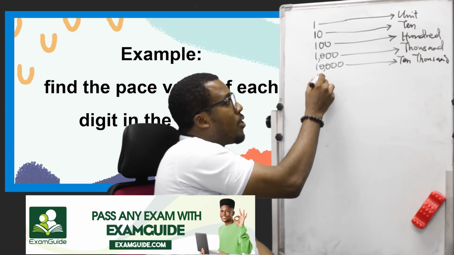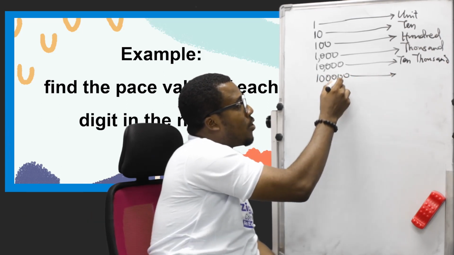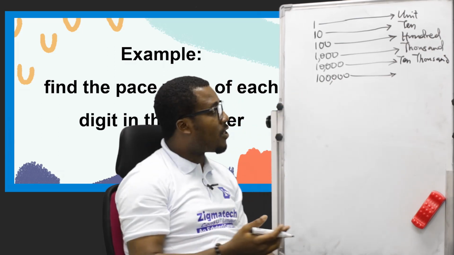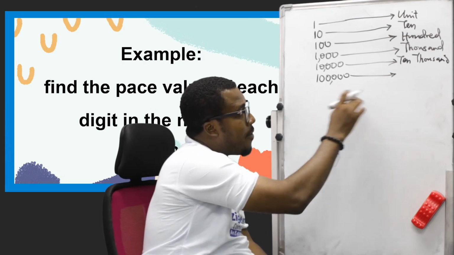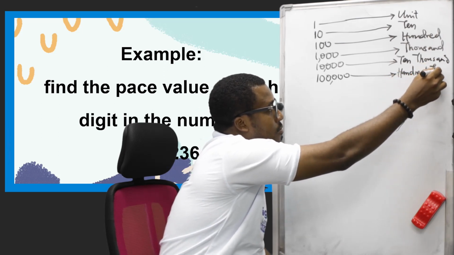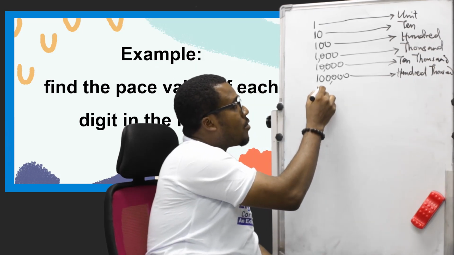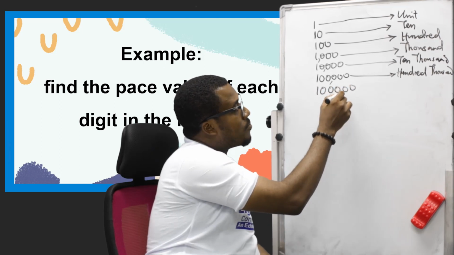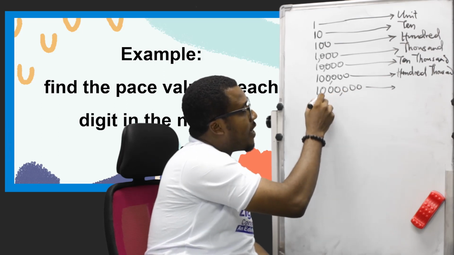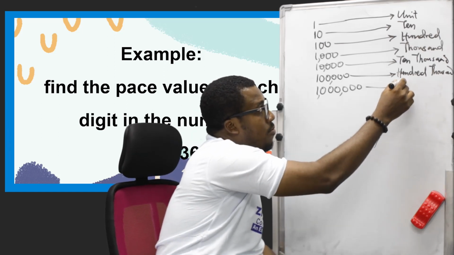Then the next one is 1, 0, 0, 0, 0, 0. Again, I count 1, 2, 3. I find that 1, 2, 3 will end at the digit 1. Hence, it tells me that this will be 100, with 3 digits here. This is 100,000. The next will be 1, 0, 0, 0, 0, 0, 0. 1, 2, 3 gives me a comma. 1, 2, 3 again gives me another comma, and I have 1 remaining. That tells me that this is million, or 1 million.